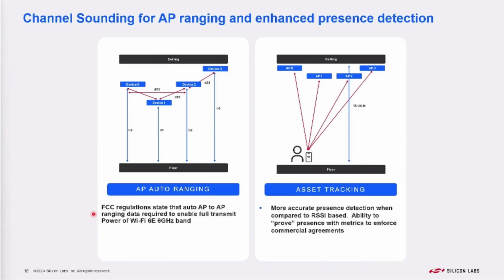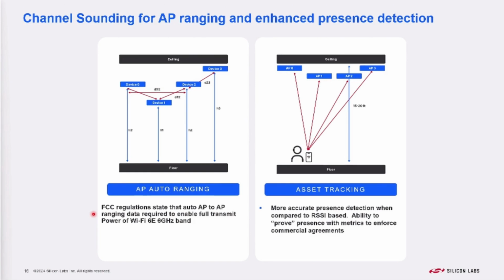Just to dig into the enterprise access point use case. So I just mentioned asset tracking using the enterprise access points. There's another value to adding channel sounding to the enterprise access points. FCC regulations state that there has to be some transmit power adjustments based on the proximity of one access point to another. And if channel sounding is enabled in these access points, it's a very low overhead method to determine the distance between one access point and another.